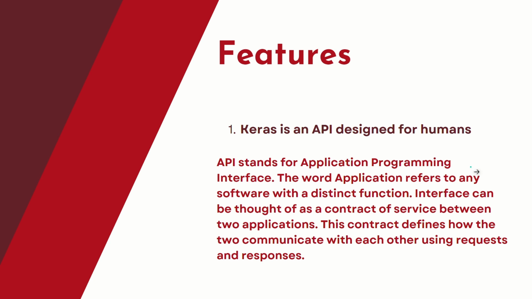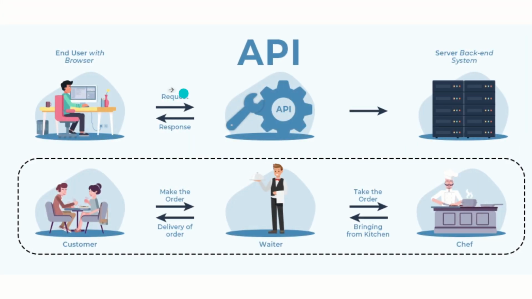Now features. So Keras is an API designed for humans. So what is the API now? API stands for Application Programming Interface, and it is like a software with a distinct function. So it is an interface basically, which can be thought of as a contract or a service between two applications. So this defines how communication is done within two applications, using requests and response. Now you'll better understand it by looking at this diagram.